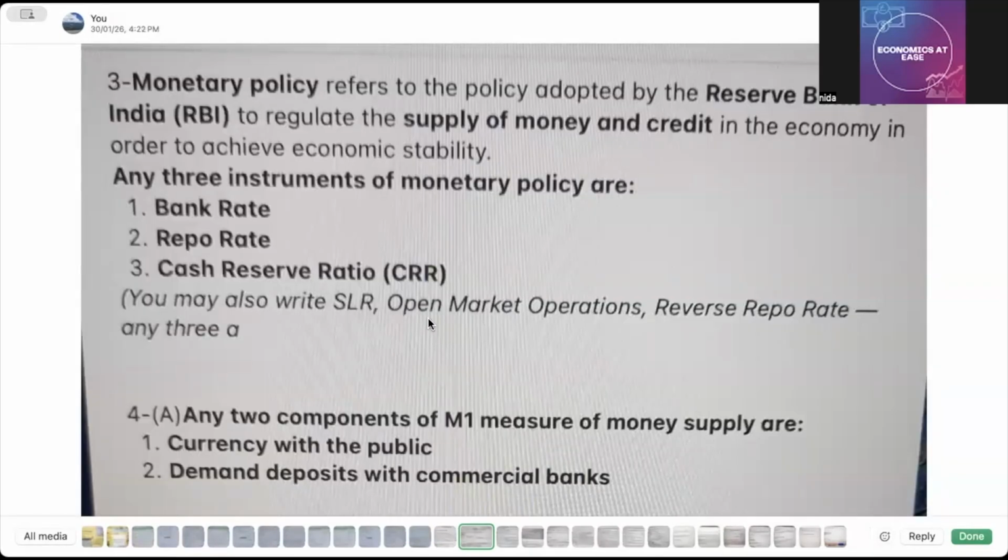Then the third question was monetary policy, and state three instruments of monetary policy. So first you are going to give the meaning of monetary policy, then three instruments of monetary policy: bank rate, repo rate, and cash reserve ratio, and then you're going to explain that. Or if it's mentioned, then in two lines you can explain it, right? Then the next question is 4A, that is state any two components, then elaborate any two instruments of credit control as exercised by the Reserve Bank of India.